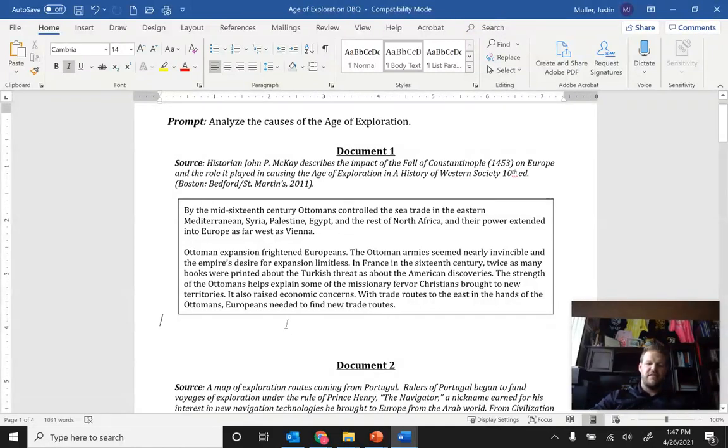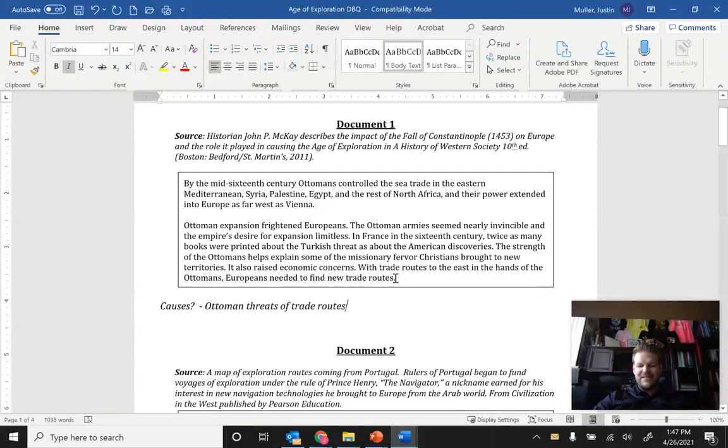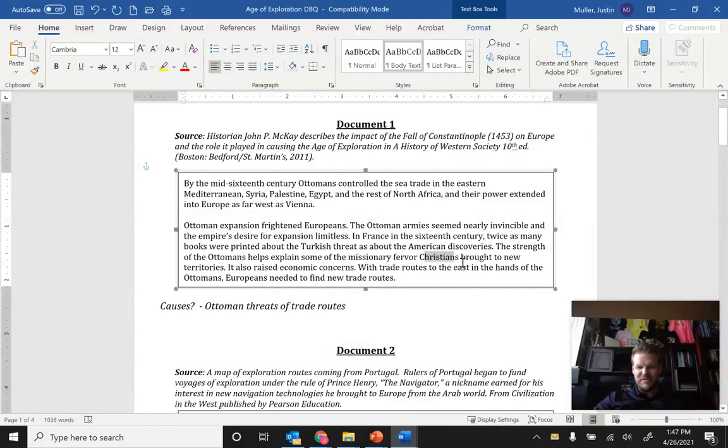So here, again, I'm always thinking like causes. Let's go with Ottoman threats to trade routes, I guess. Okay, so what's the cause? Europe is like, no, we're not going to let the Ottomans be a bigger empire than us. So if I want to come back to this document later for little intricacies, like, oh, there's some Christian, maybe some religious stuff here, I could do that.